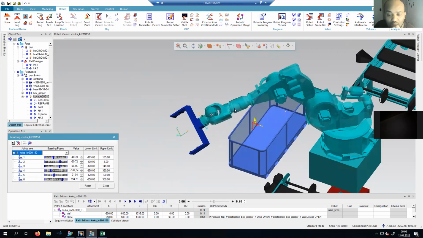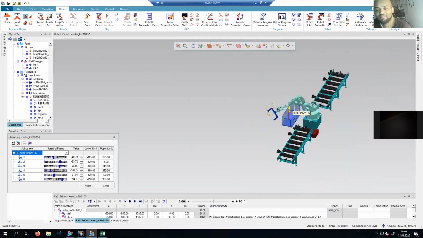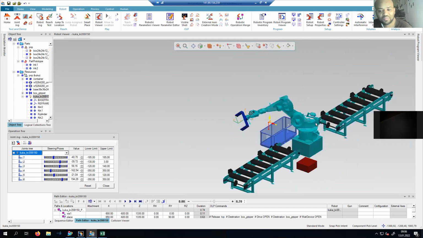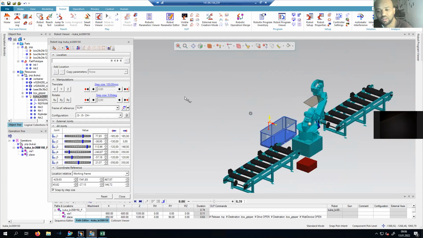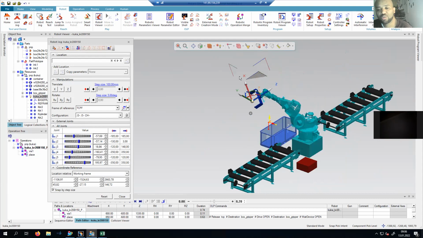So robots could have singularity, of course, for many reasons. For example, one way is this: here it is an undefined solution. I cannot move more than this. This is singularity because it is undefined.